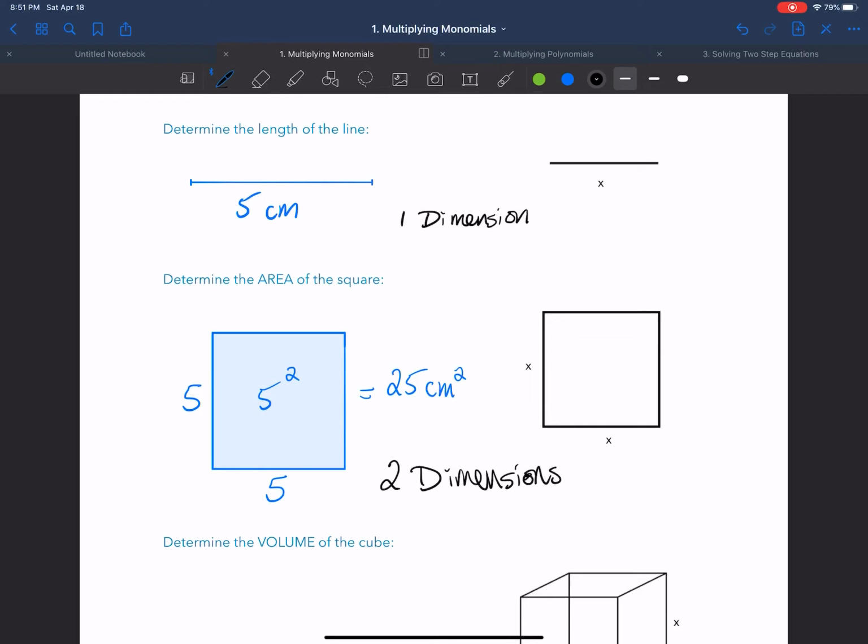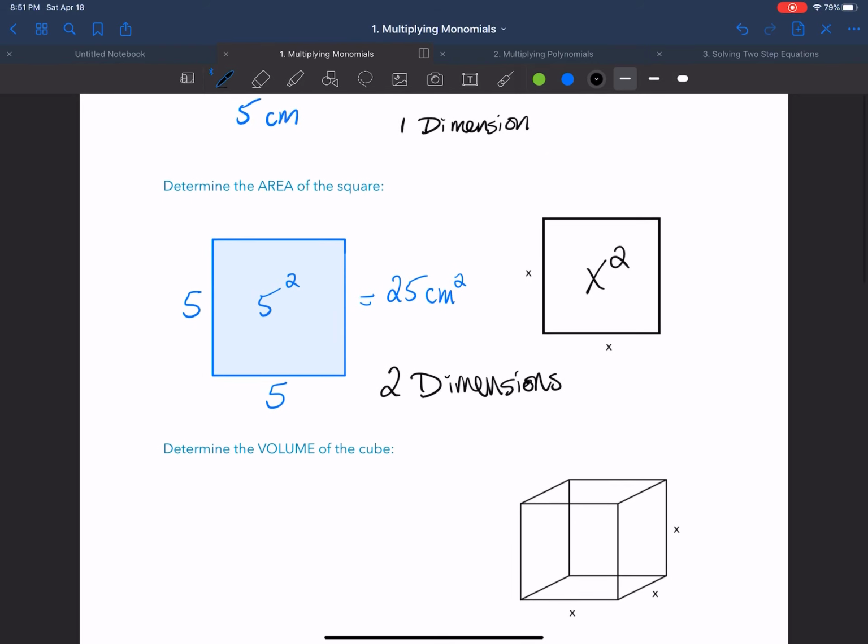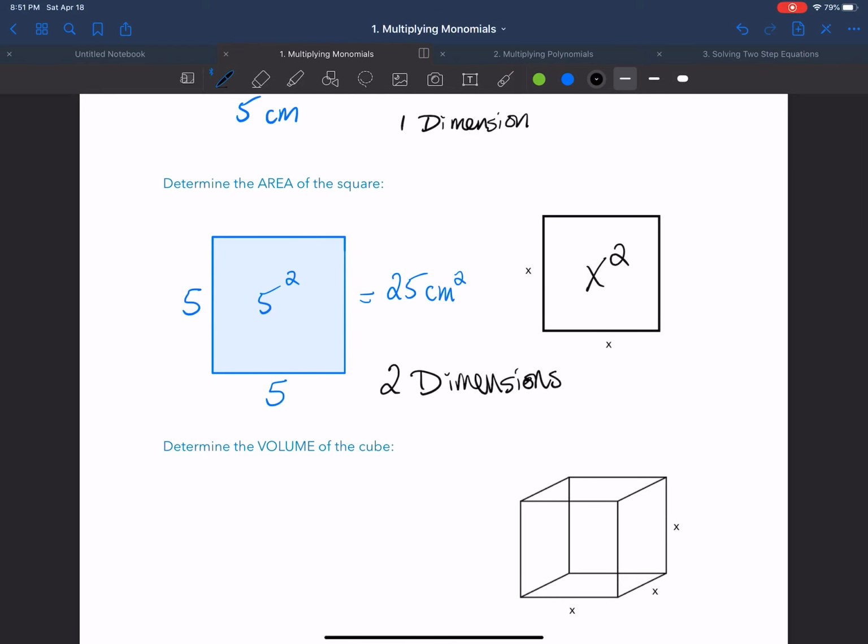Okay, and just like above here when we're talking about the line, if I have a square where each side is x, over here I said each side is 5 times 5, so it's 5 squared. So here, if it's x times x, it's got to be x squared. 2 dimensions, a length and a width. That's why we call it squared, not next to the power 2.